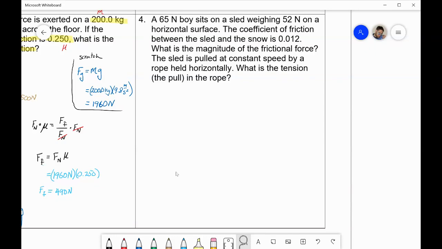All right, everybody, last video. This is problem number 4 on calculating with friction, and we're going to see if we can make sense of this problem along the way.